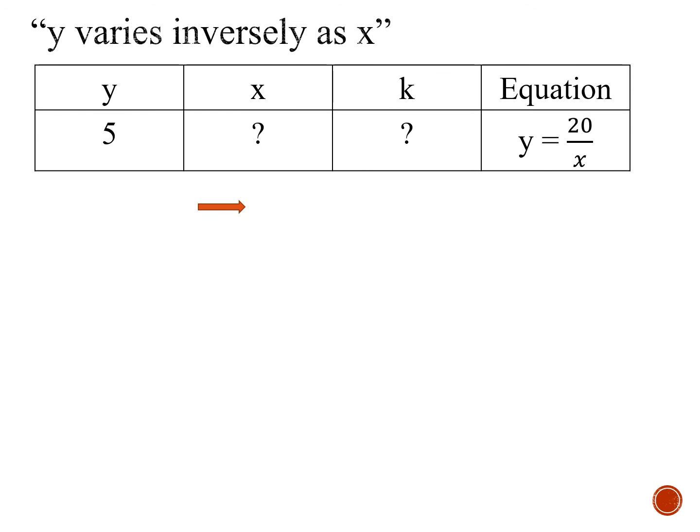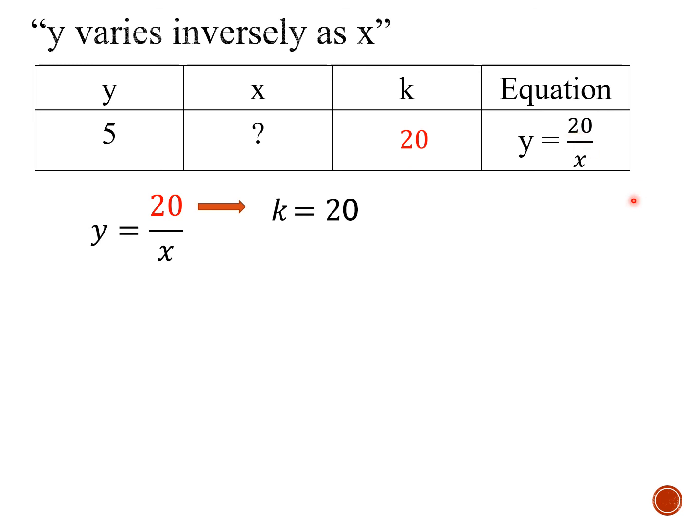Another one. Y varies inversely as x. How to find x and k if y is equal to 5 and the equation is y is equal to 20 over x. So dito po, napakadali na pong kunin ang k kasi nasa equation na po siya. Always remember that this is our k, kasi y is equal to k over x nga po. So, ang k natin is 20. No need to solve kasi nandito na siya.